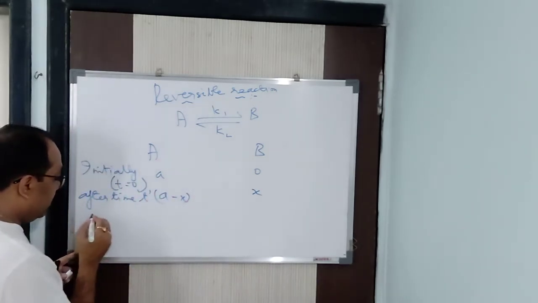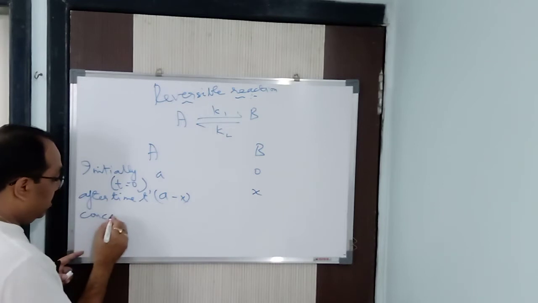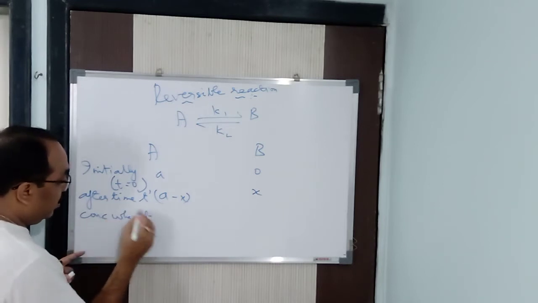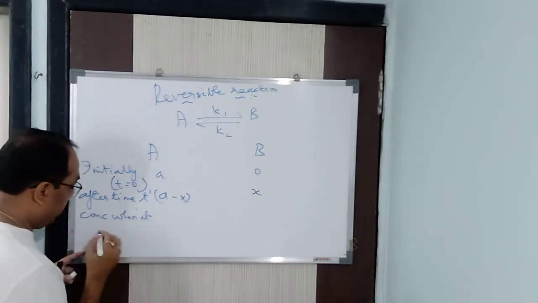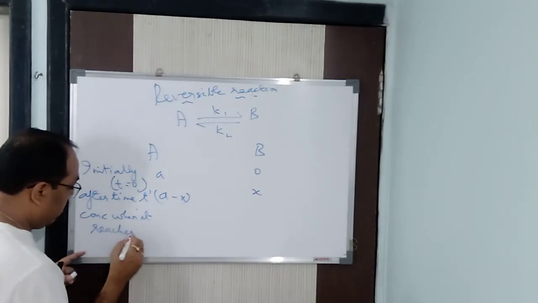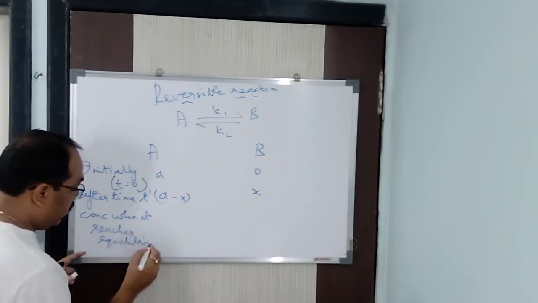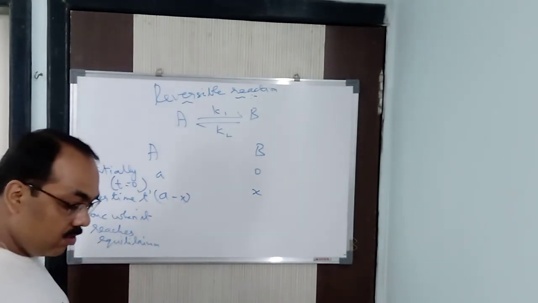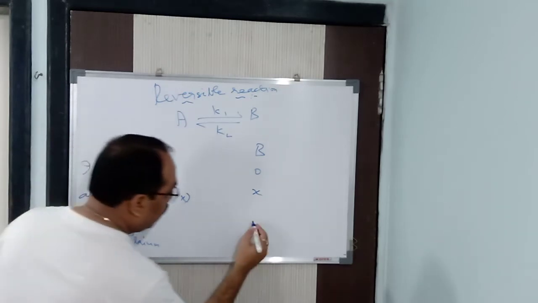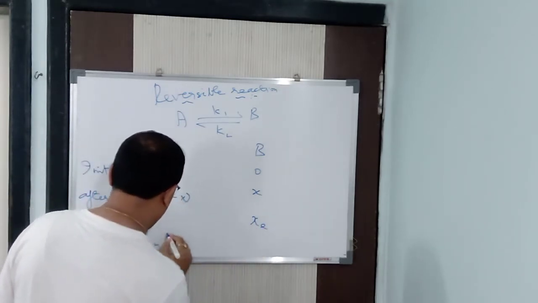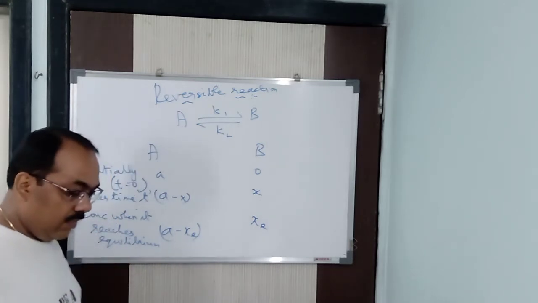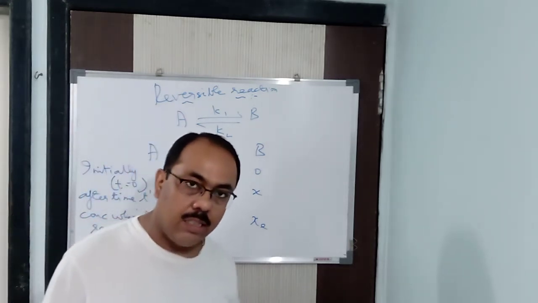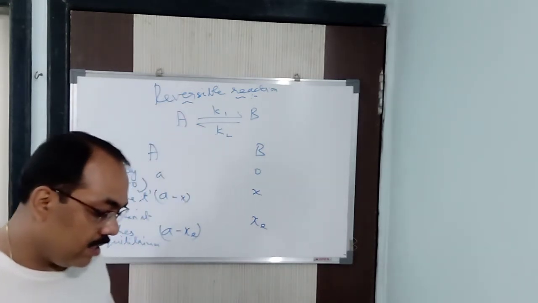Now next is the concentration when it reaches equilibrium. So what it will be here, let us say it is Xe, so it will be A minus Xe. If equilibrium concentration is Xe, it will be A minus Xe.